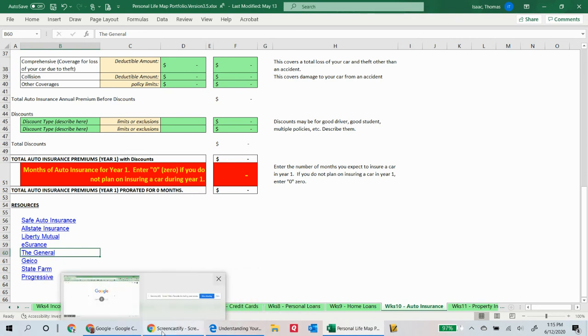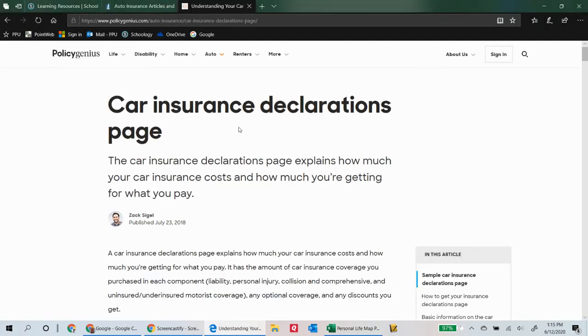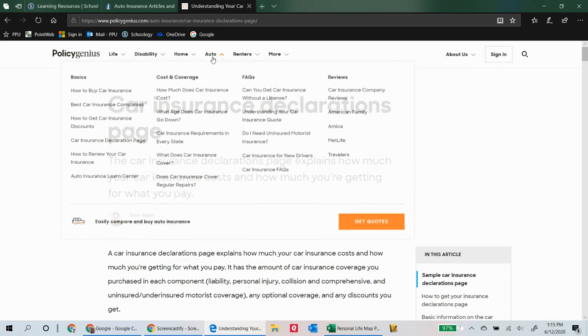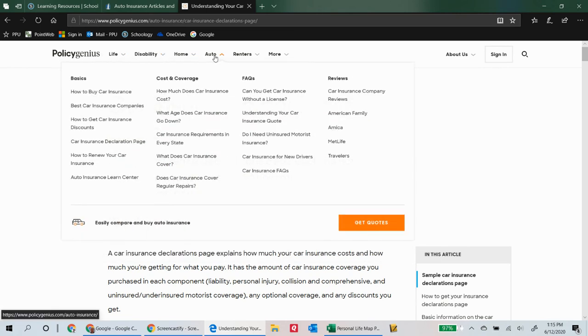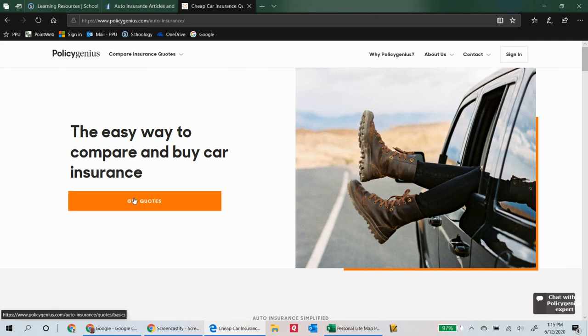On the page here for Policy Genius, if you go to the Policy Genius homepage up here as well, you will see there's a way to get quotes right here. You will have to provide some personal information to do this, so I would encourage you to gather up your information and go through this process. There's no harm in getting an insurance quote. It's not going to affect your credit rating or anything like that. And it's a good way to understand how this process works, to go through this and get quotes online.